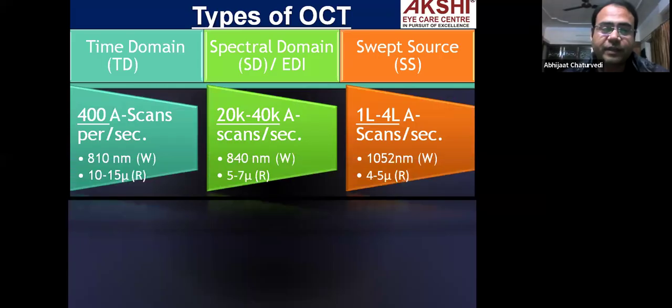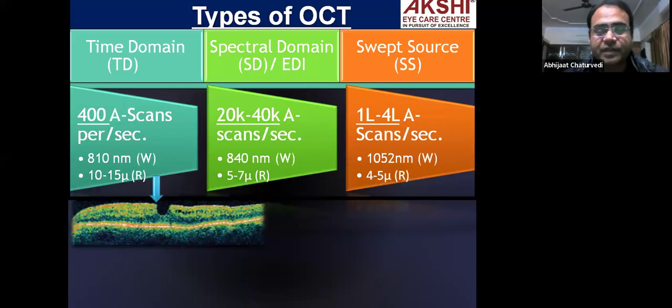So initially there was time domain OCT, which had just 400 A-scans per second, which is very less, and it gave a resolution of around 10 to 15 microns. So you can see that the layers displayed here, according to the pre-scan images, are not very distinctive and not very clear. But yes, you can get a gross idea of what's happening.